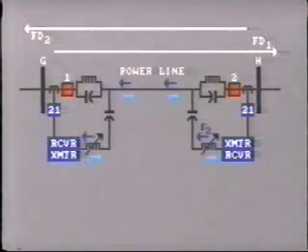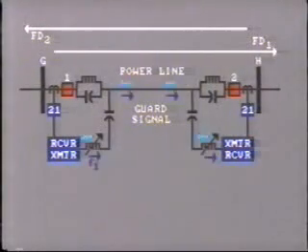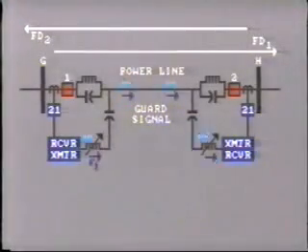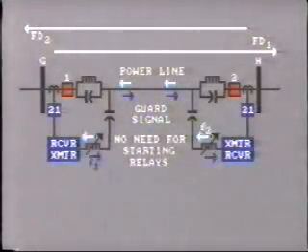The continuous signal, known as a guard signal, is a blocking signal which prevents operation of the relays under normal operating, that is, no fault conditions. As the transmitters are continuously on, there is no need for starting relays.